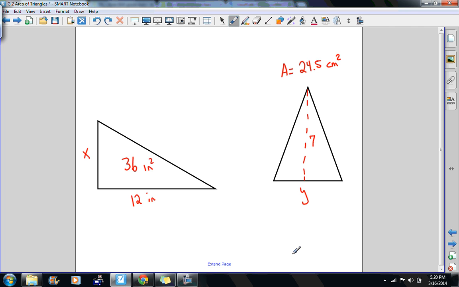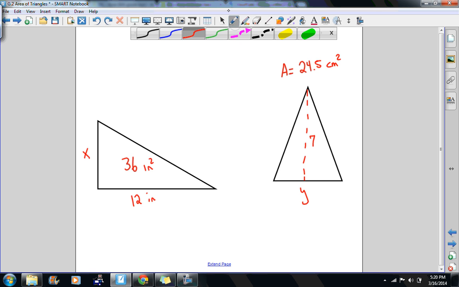So, just like we had done before, what if we're given the area of the triangles, here 24.5, and we need to figure out what the side length would be. This one would be the height, and this being the base. I want you to try these two on your own, and then I will give you the answers.